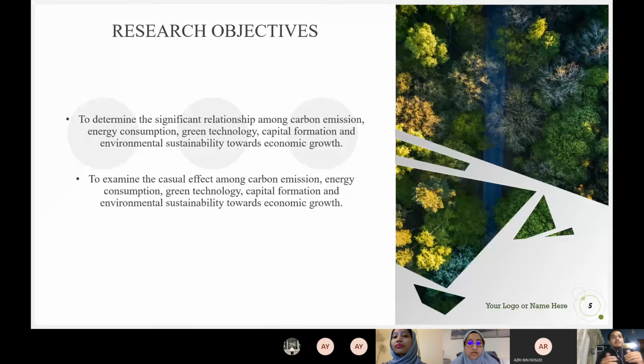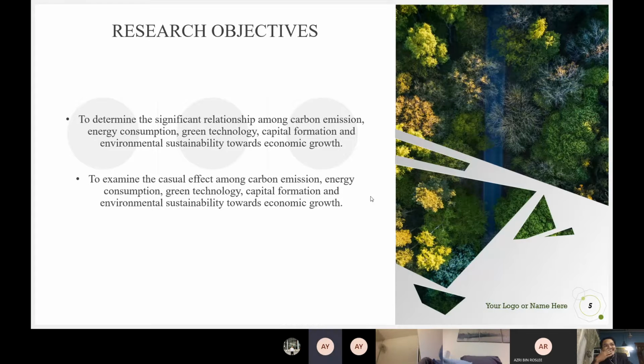The objectives. My name is Azri bin Rossi. The objective of our research is to determine the significant relationship among carbon emission, energy consumption, green technology, capital formation, and environmental sustainability towards economic growth.